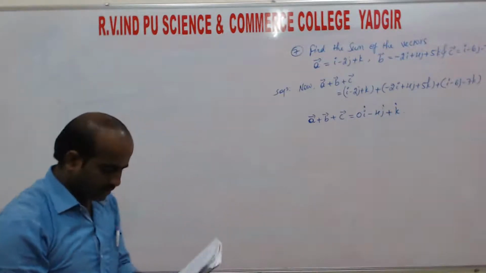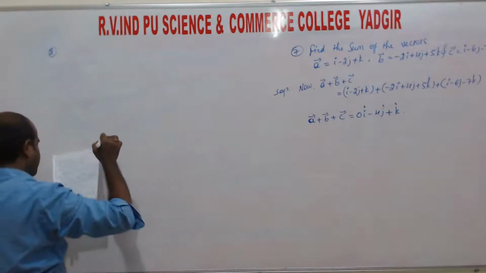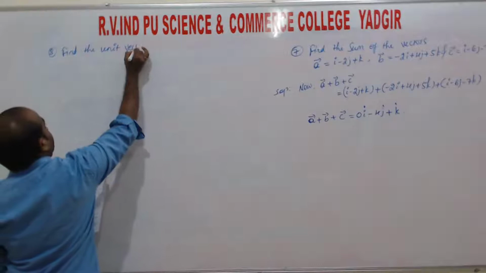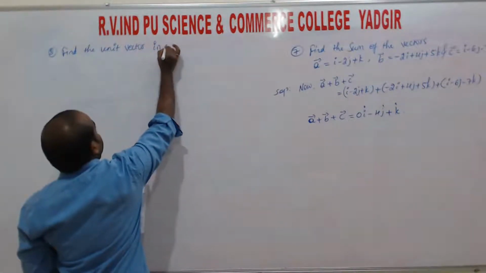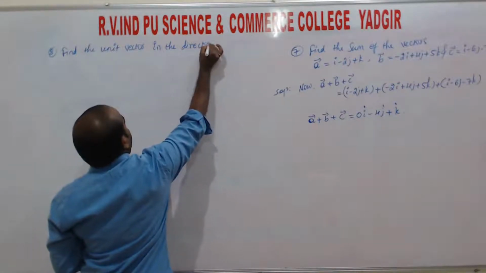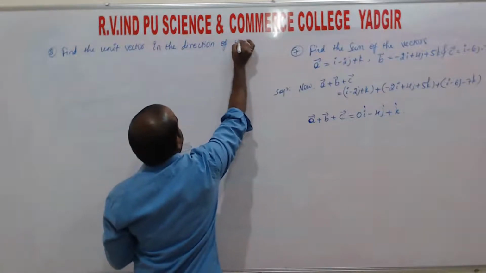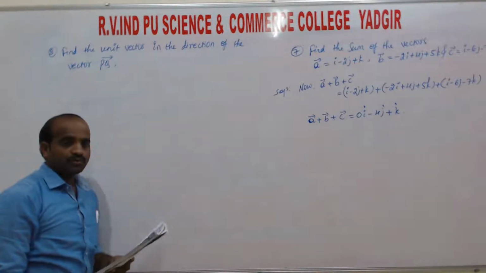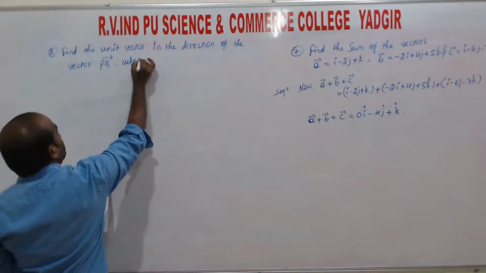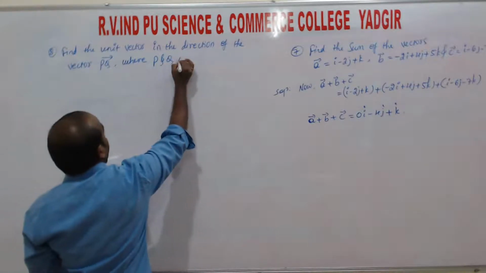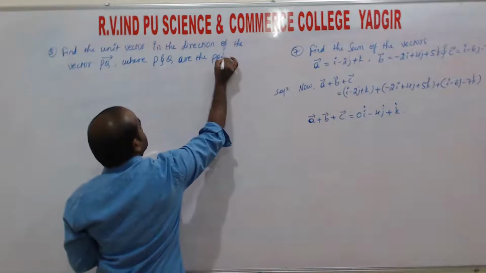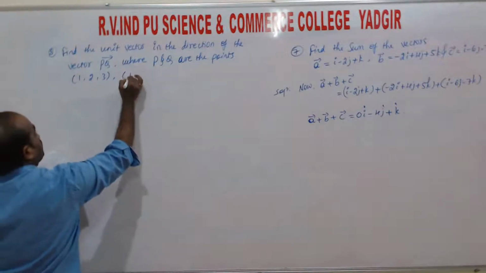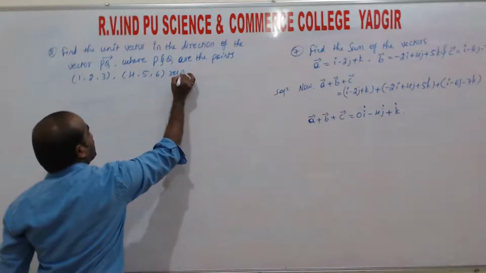Next question. Find the unit vector in the direction of the vector PQ, where P and Q are the points (1, 2, 3) and (4, 5, 6) respectively.